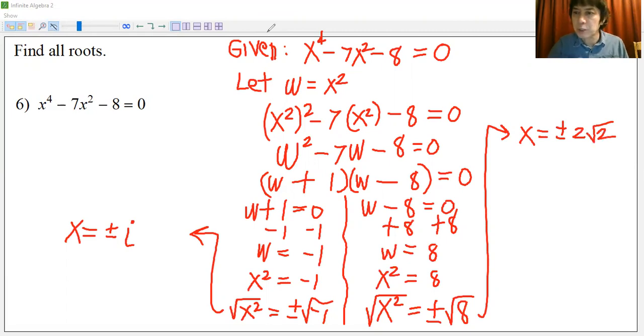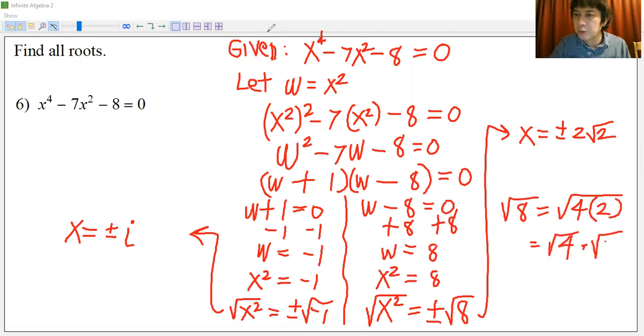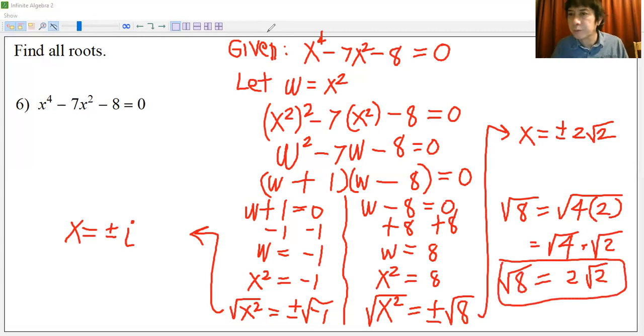All right, let us explain why it's 2 square root of 2. Square root of 8 is square root of 4 times 2. And you can split the radical. This is square root of 4 times square root of 2. And square root of 4 is 2. Square root of 2 remains square root of 2. That's why we have square root of 8 is equal to 2 square root of 2.